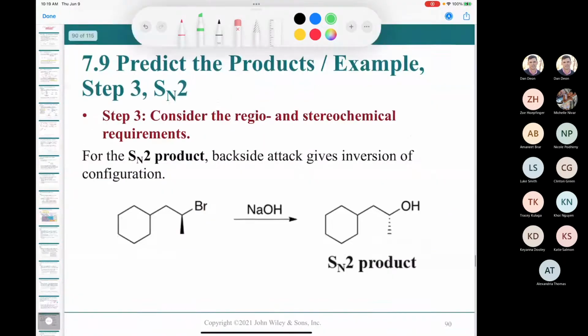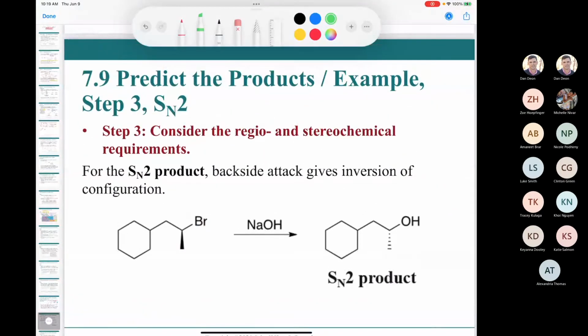And so we could start by drawing the SN2 product. If you want to practice the mechanism, here's your hydroxide ion. It's going to do a nucleophilic attack. You're going to have the loss of the leaving group, and you get inversion of configuration. This wedge becomes a dash because it flips like an umbrella in the wind. So there you go. We got the SN2 product.